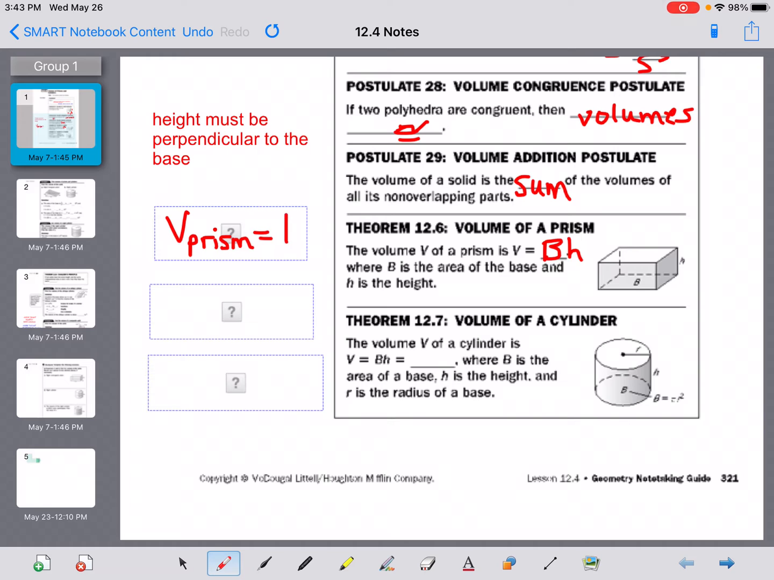So that's one of them we want to put into our formula sheet. The volume of a prism equals big B times H. And that big B is the area of the base times H. We've talked about that earlier, that anything with a capital letter means we've got work to do to find that.